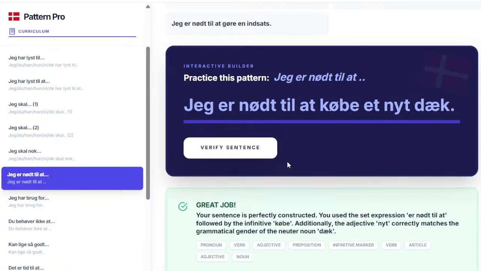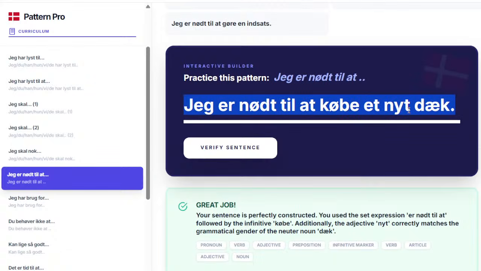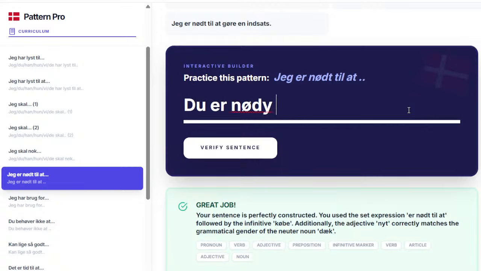So nødt til is when the situation forces you to do it. I don't want to say force, it sounds very strong. But fundamentally that you gotta do it. It's not that you feel the need to do it. It's that the situation makes it necessary. Jeg er nødt til at købe et nyt dæk. Okay. Du er nødt til at, du er nødt til at stoppe med det.